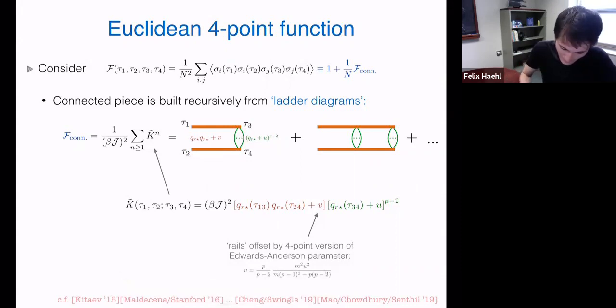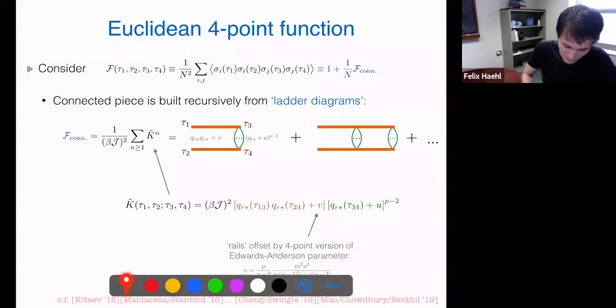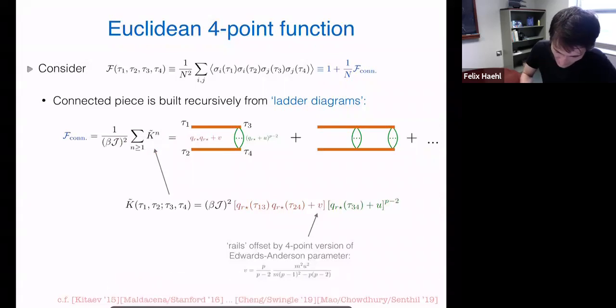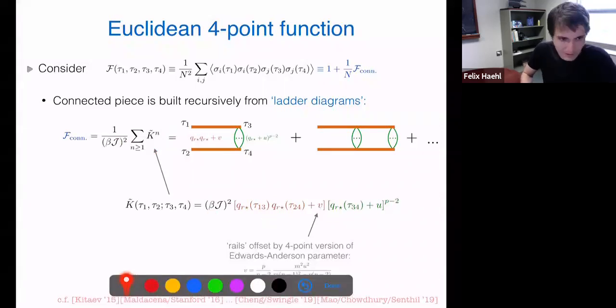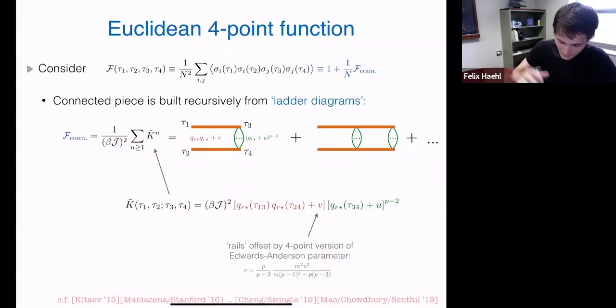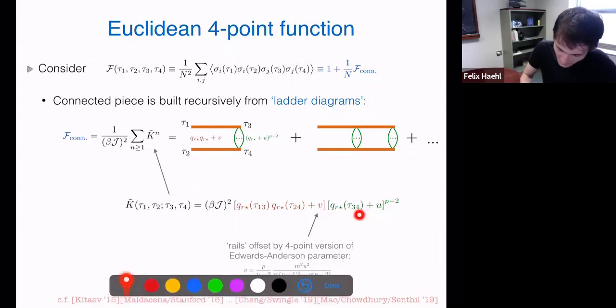And the ladder kernel, the thing that you have to do this geometric series of, takes this particular form. You get that from the quadratic action of fluctuations. You can compute the quadratic action, and the kernel is this K. And perhaps an interesting object to keep in mind is that this K has this term, which is p-2 copies of qR plus u. That was the two-point function.